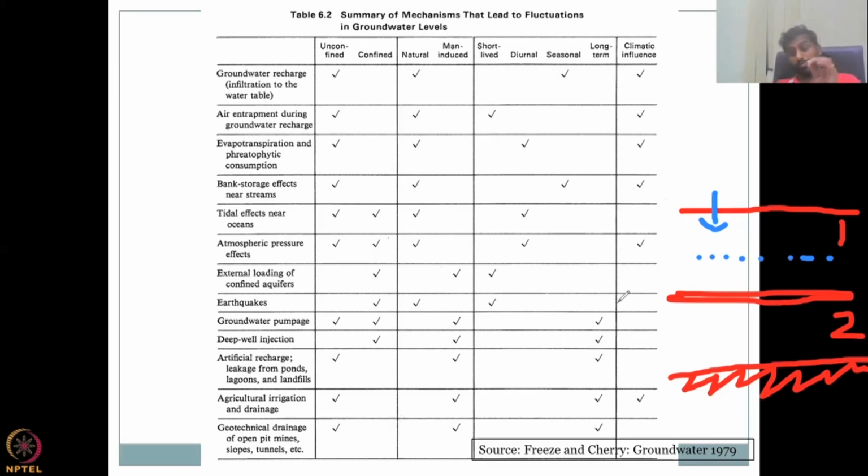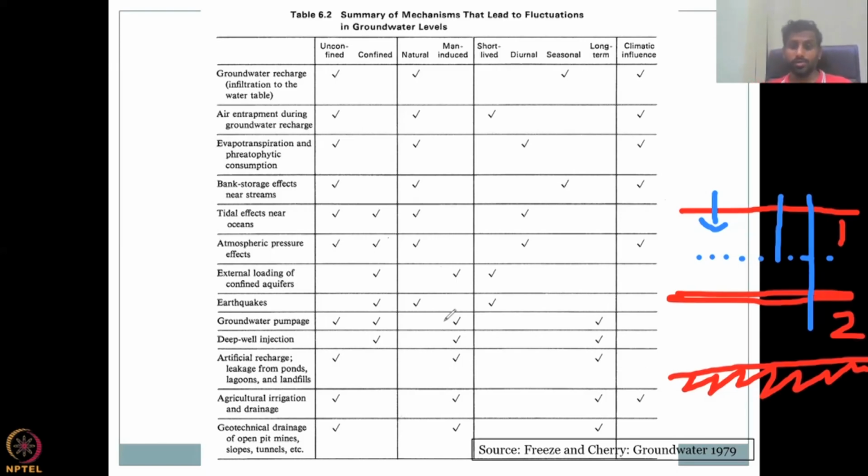Groundwater pumpage, the most important aspect in groundwater fluctuation. Pumpage can happen from an unconfined or confined aquifer based on where you're putting the pump. You can have one pump in the unconfined and one pump in the confined. So you can pull the water out, and it can change. And it is a human-based process because you are the one who's going to control the pumps.